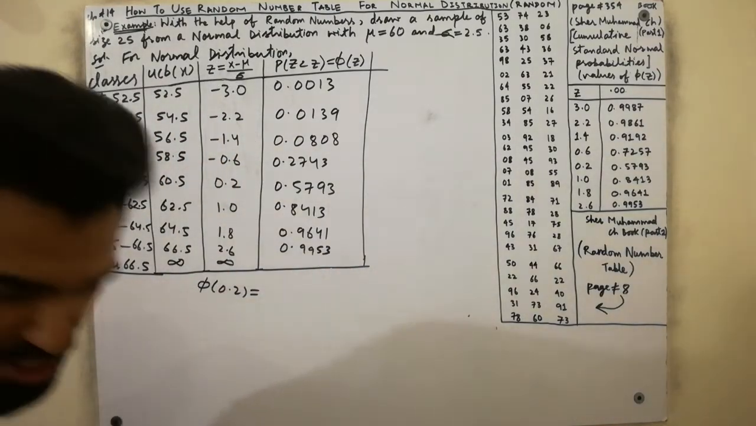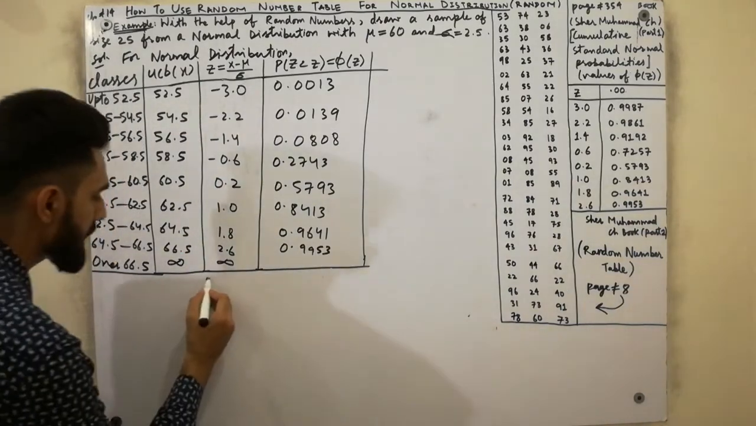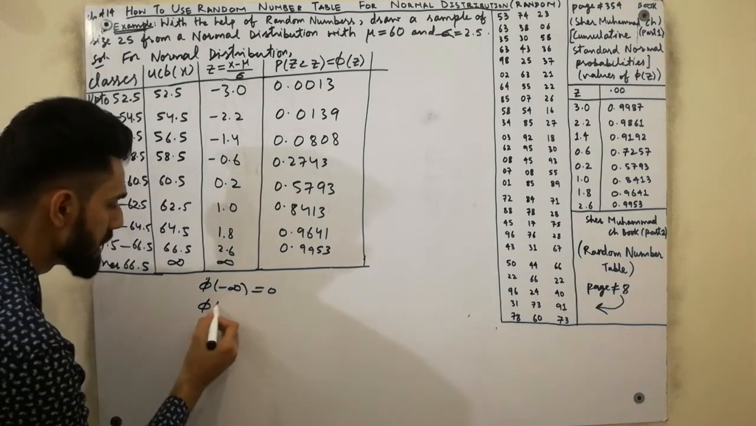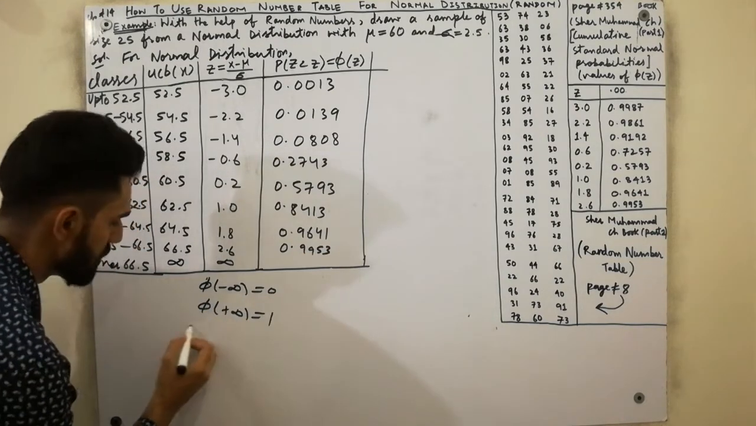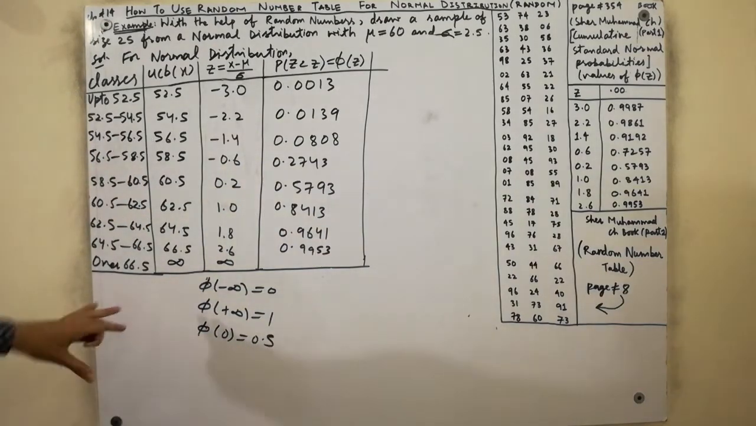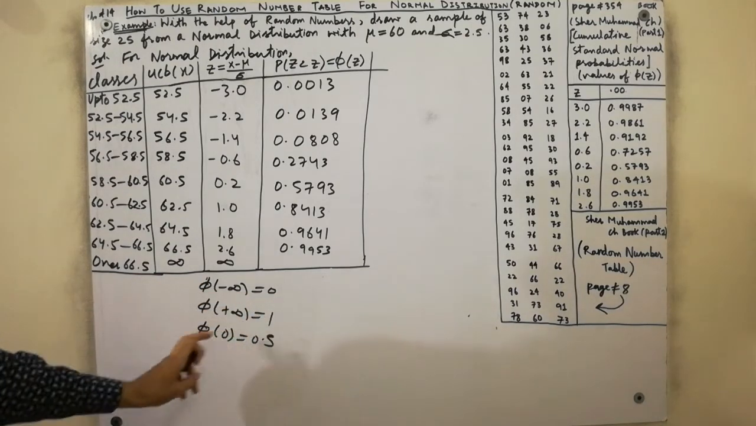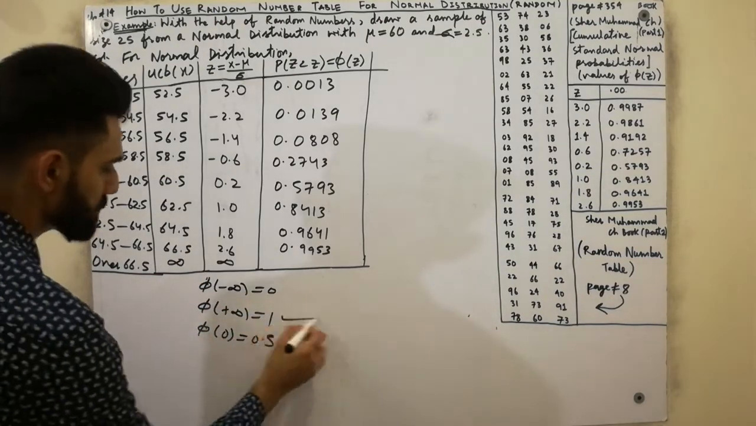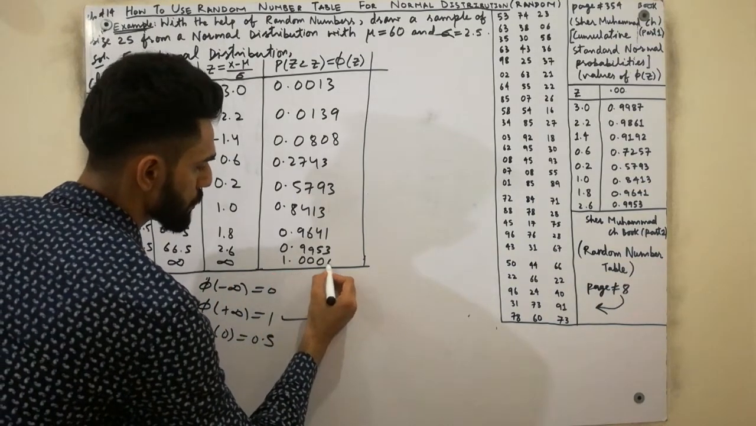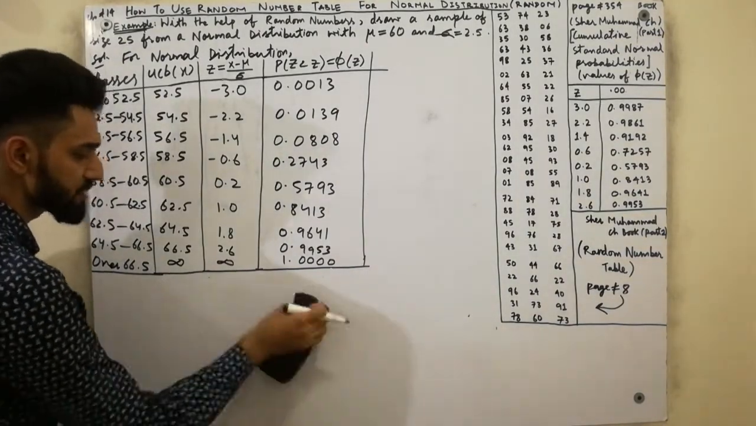Next is infinity. I am telling you a secret and key points which nobody tells you about. Phi of minus infinity is equal to 0. Phi of plus infinity is equal to 1. Phi of 0 is equal to 0.5. Must remember that. So phi of plus infinity is equal to 1.000, to 4 digits. I hope that you have a clear concept in that.